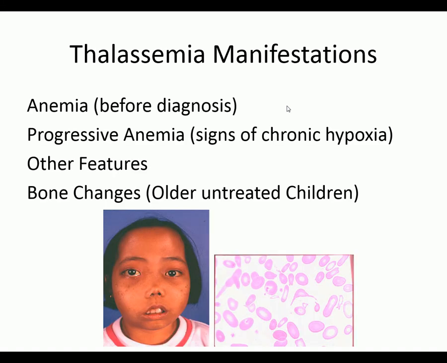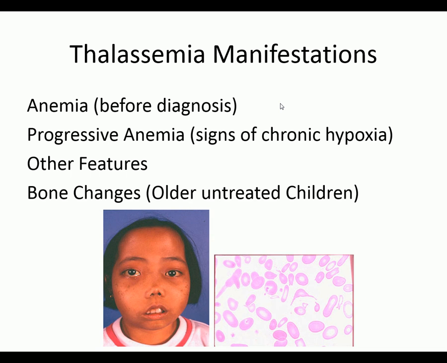This one gives you a picture of someone that has severe thalassemia. The anemia, before diagnosis, you're going to see pallor, unexplained fever, poor feeding. They're going to have an enlarged spleen and enlarged liver. They'll have signs of chronic hypoxia, such as headaches, precordial pain, and bone pain. They're going to have decreased exercise tolerance, listlessness, and anorexia.